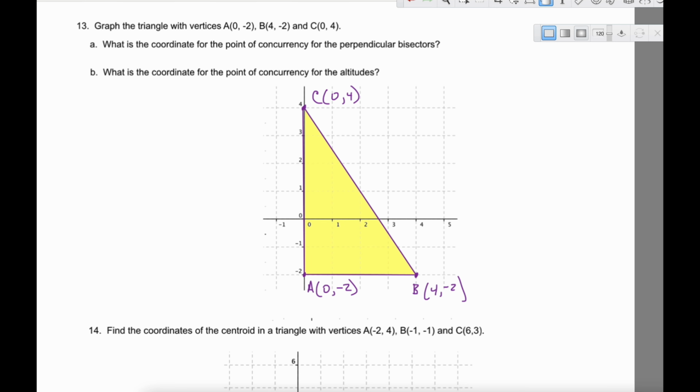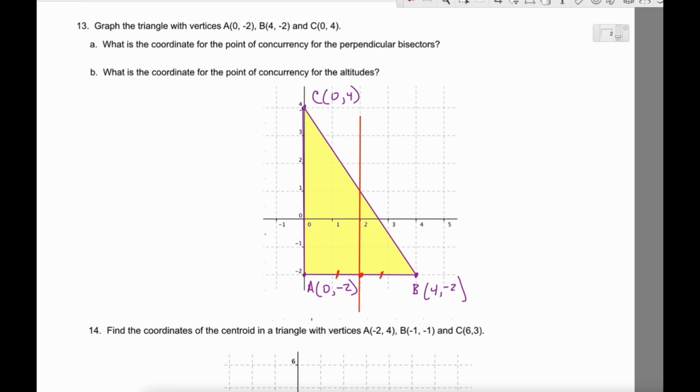Okay, so perpendicular bisectors. So I gotta find the midpoint. So the midpoint between 0, -2 and 4, -2. Well, I can see this is just 4 units long, so I'm just gonna cut it in half here. It's a horizontal line, so vertical lines are always perpendicular to horizontal lines.